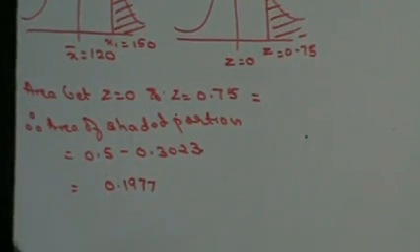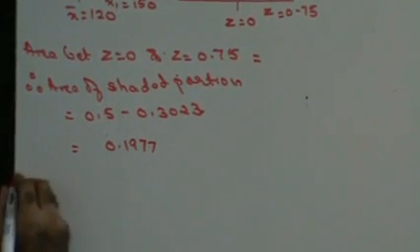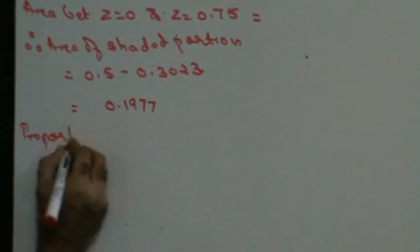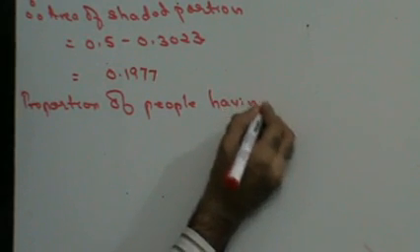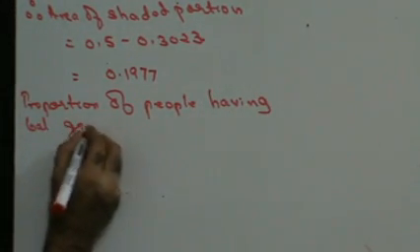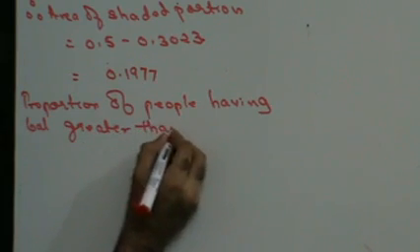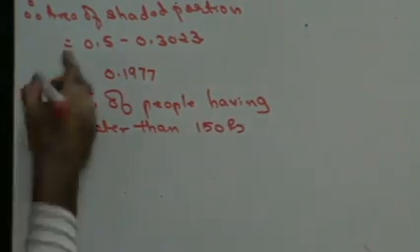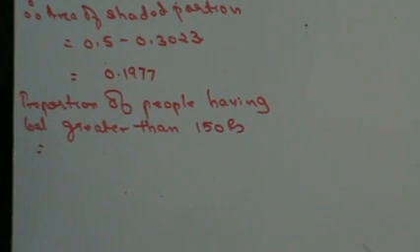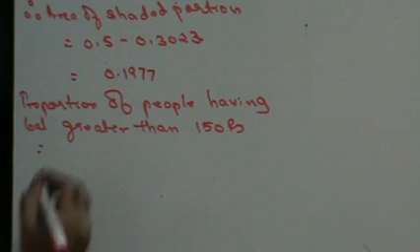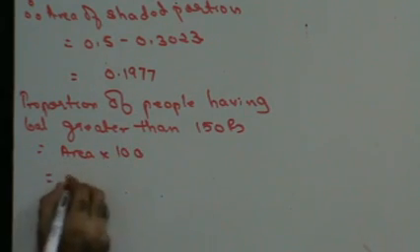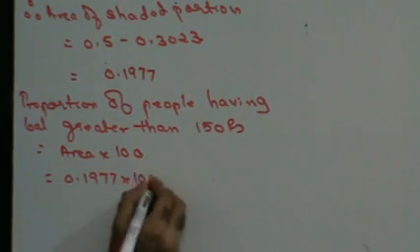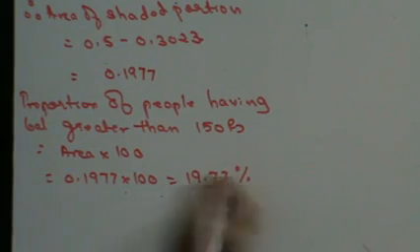Now, once you have this, they've asked you what the proportion of people having a balance greater than 150 rupees is. Whatever area you got, multiply that by 100. If you have to get the proportion, multiply the area by 100. That is 0.1977 into 100, which means 19.77% of people have a balance of greater than 150 rupees.